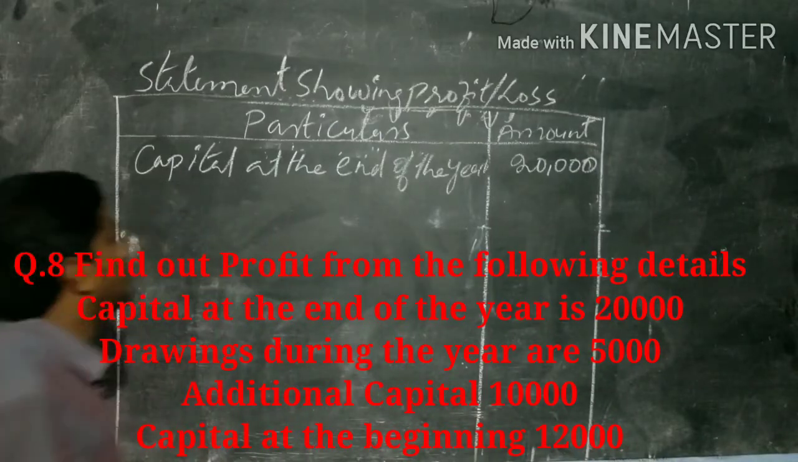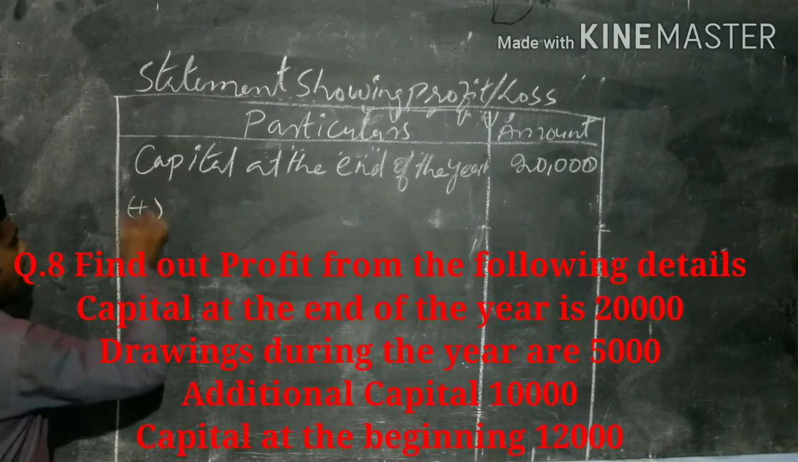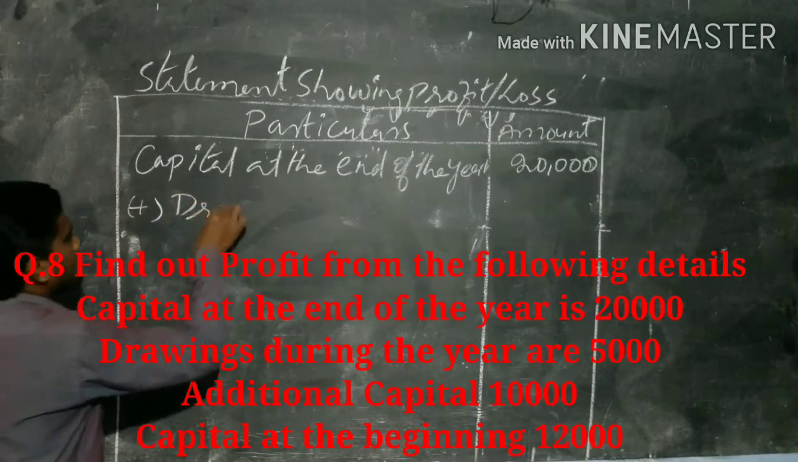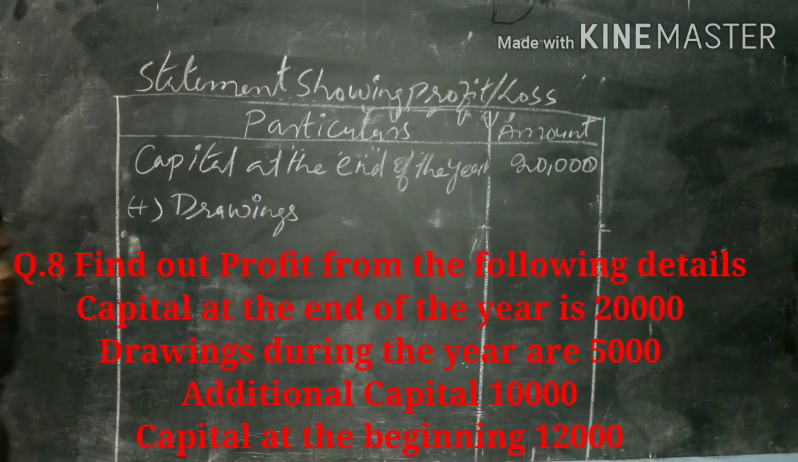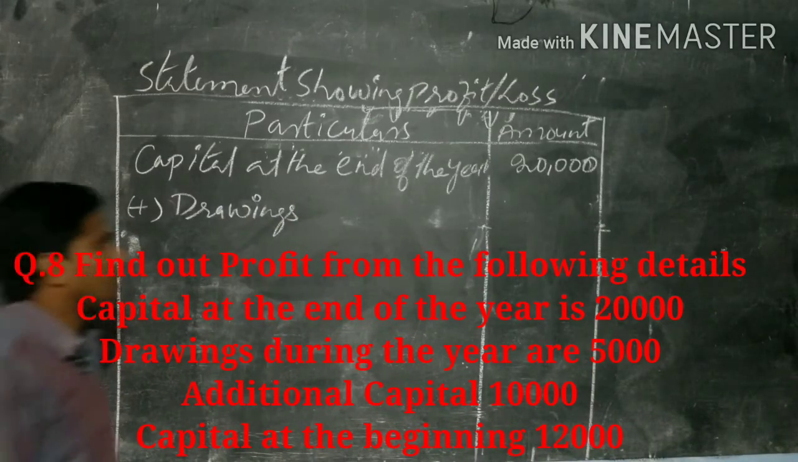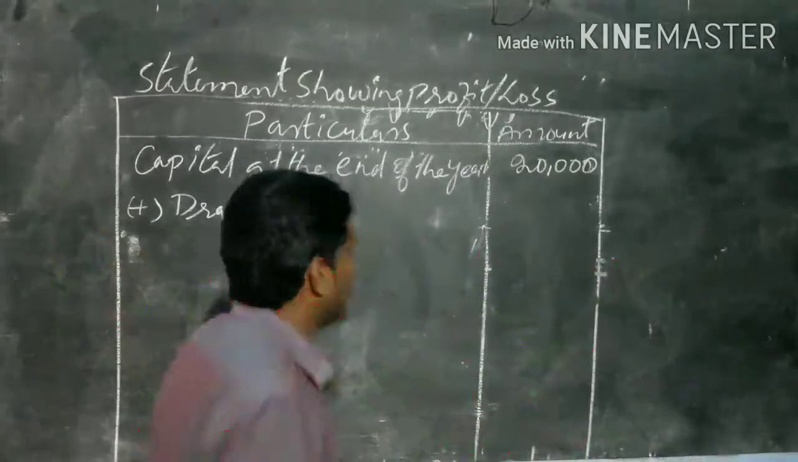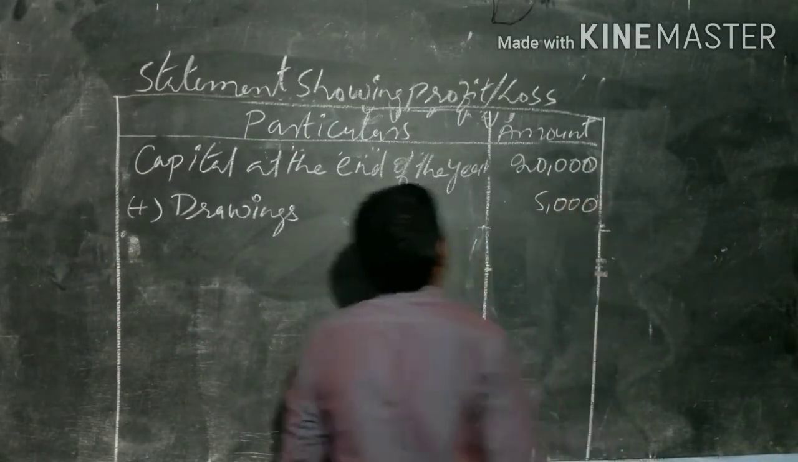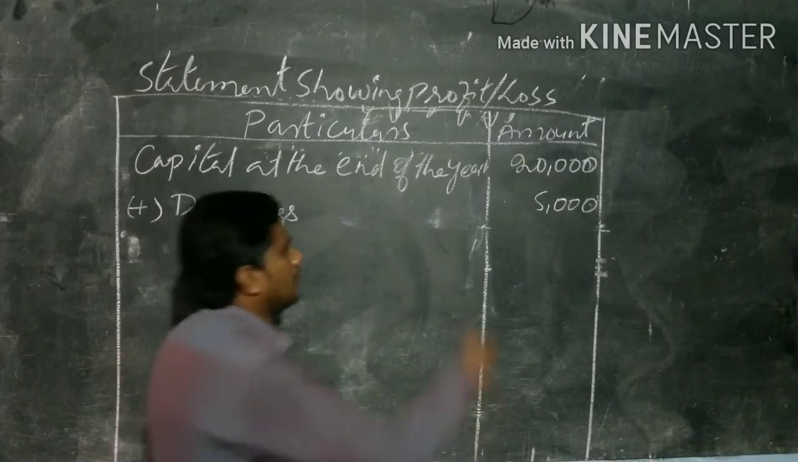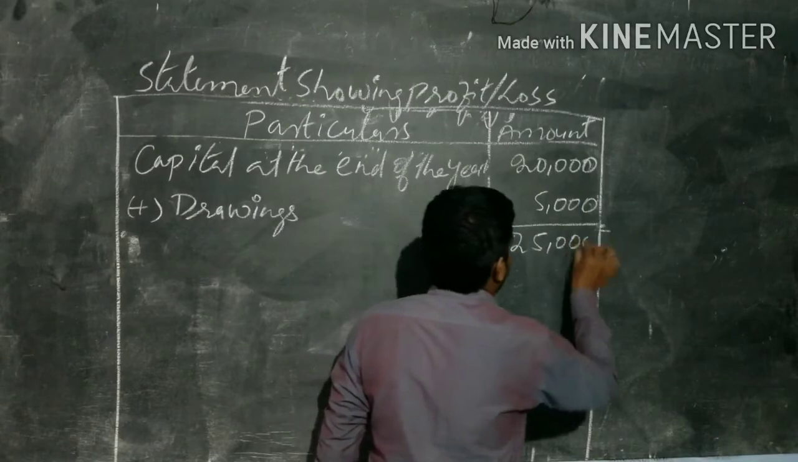Next, what do we need to add? We need to add drawings. Drawings means the amount withdrawn by the owner for his personal use. If the owner is withdrawing an amount for his personal use, what do we call it? Drawings. How much were the drawings during the year? 5,000. We add it back. We'll get how much? 25,000.